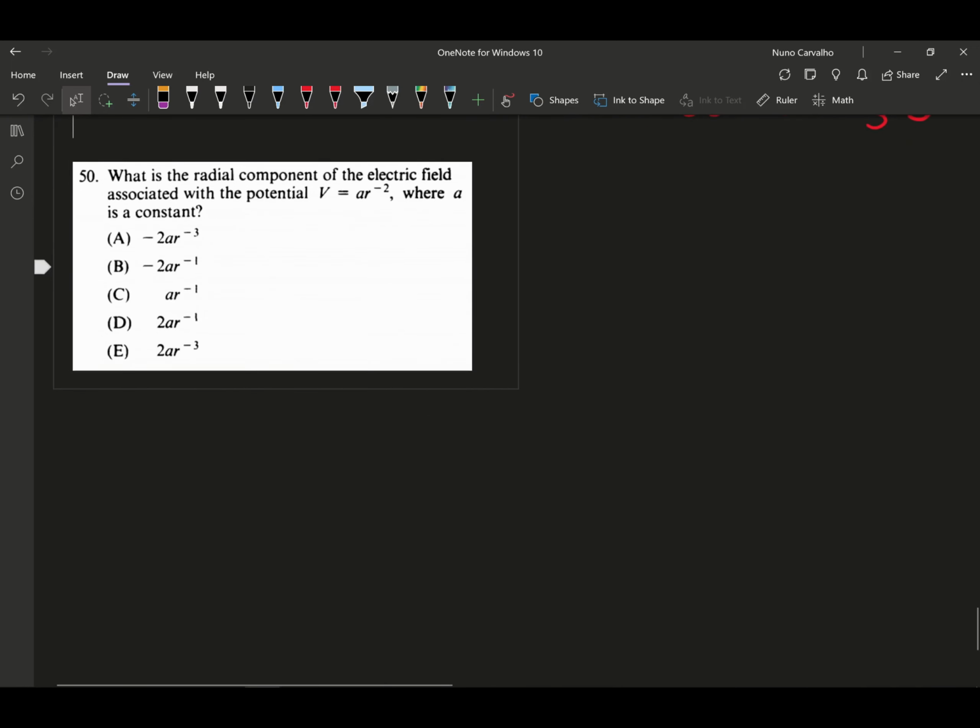Number 50 was the most missed question in the multiple choice section of the 1993 AP Physics E&M multiple choice. And I'm not sure why. It seems like everything that you need in this question is also in your formula sheet. So let's go over it.